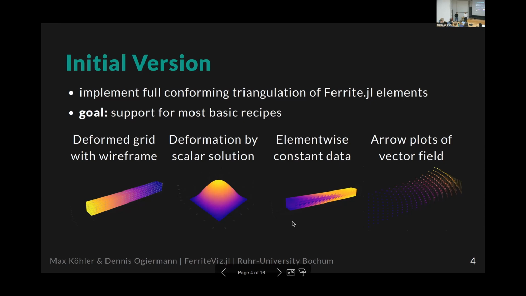Then the first challenge was to have element-wise constant data so that it's not interpolated in between. I think there was support added at some point, but we cover it in a different way. And arrow plots if you have a vector field. This is typical in fluid mechanics, where they show some field by arrows. In mechanics, it's more that you deform your domain directly and then you see the deformed body, and that's fine.